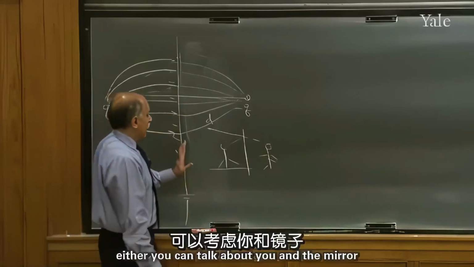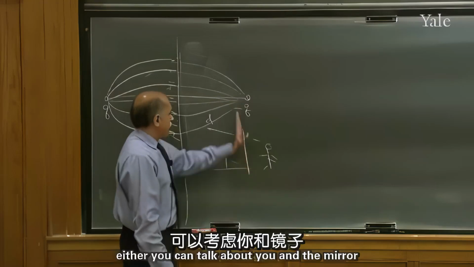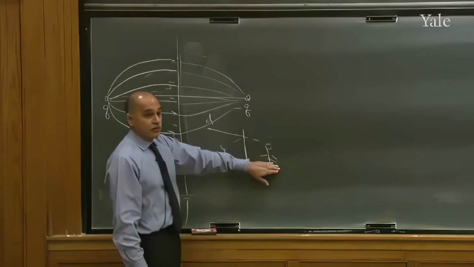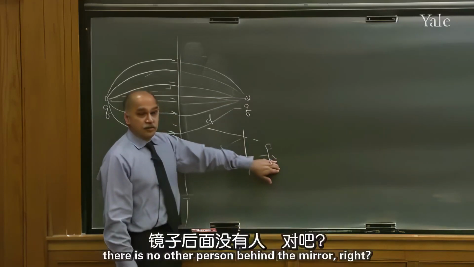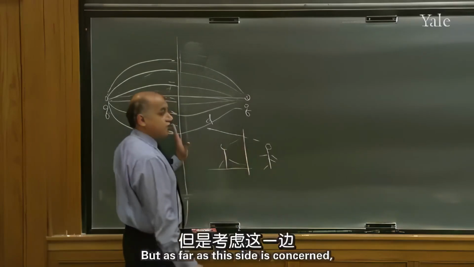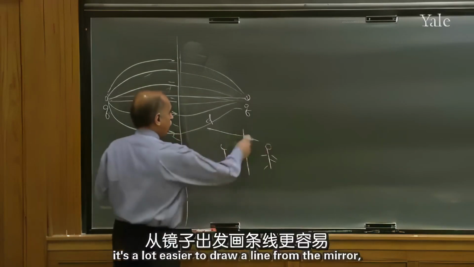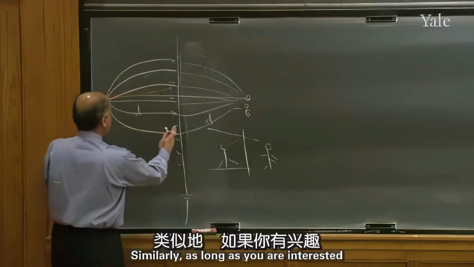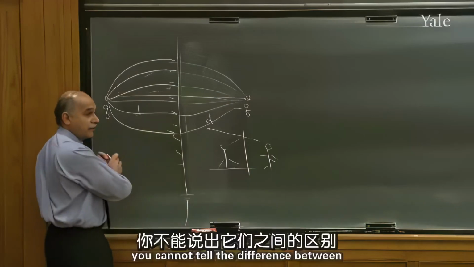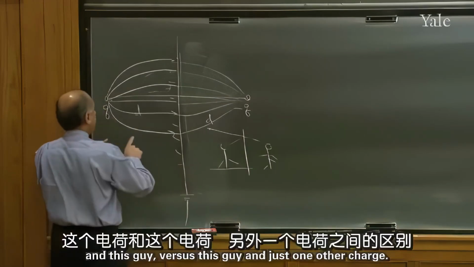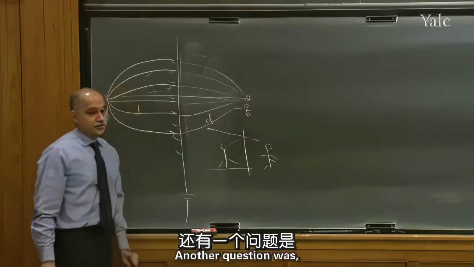So to the left of the mirror, either you can talk about you and the mirror and the reflected light, or forget the reflected light. It's as if there's another person behind the mirror. Of course, you know there is no other person behind the mirror, right? I don't want to be the one to break that news. There isn't. But as far as this side is concerned, it's a lot easier to draw a line from the mirror, because that will simulate the effect of what's happening to the mirror. Similarly, as long as you're interested only in the left of this region, you cannot tell the difference between infinite plane with this induced charge and this guy versus this guy and just one other charge.